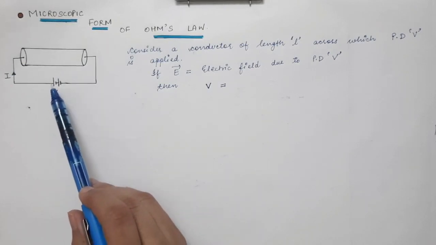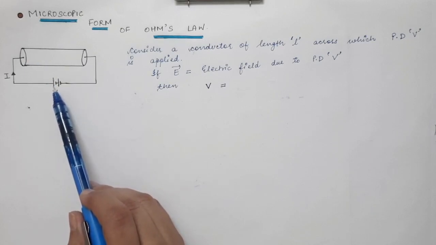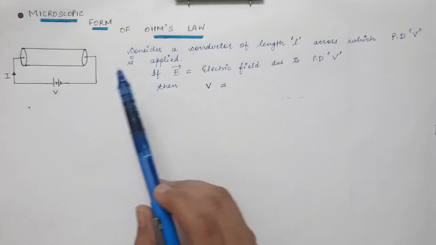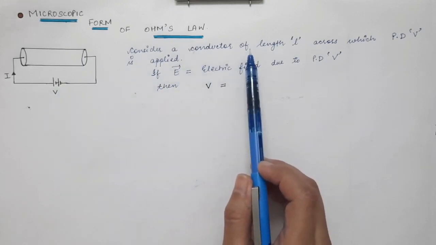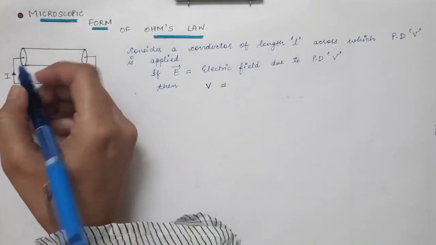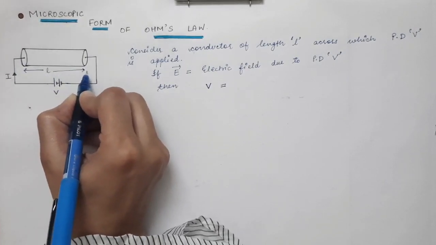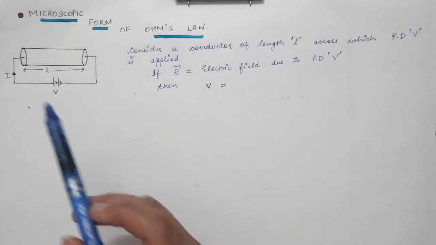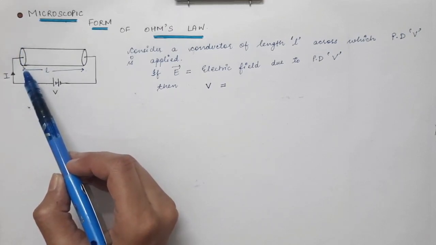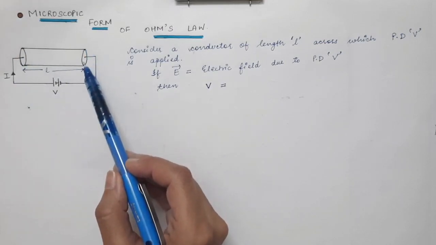In this case, the current will be in the clockwise direction, from the positive terminal of the battery towards the negative terminal. First, we will consider a conductor of length L. So L is the length of the conductor, and the total distance is equal to L. Over here the length is 0, and as you travel, you will travel a distance of L when you reach this point.